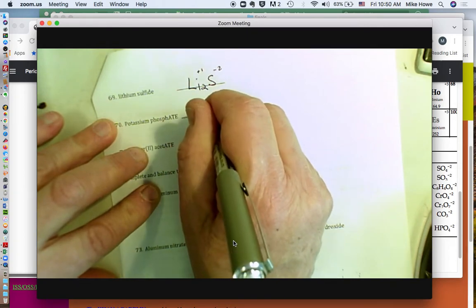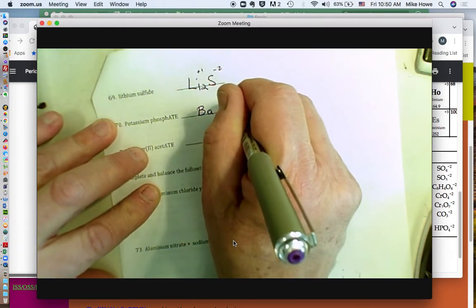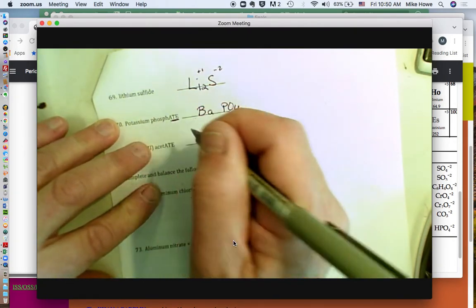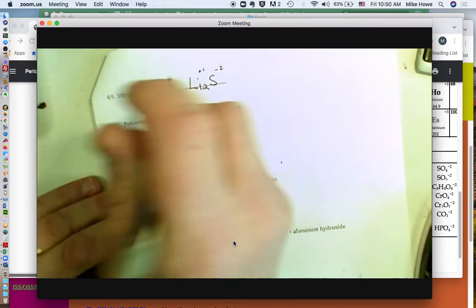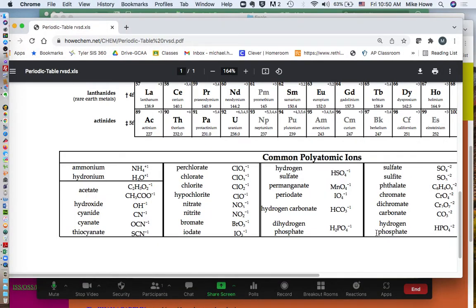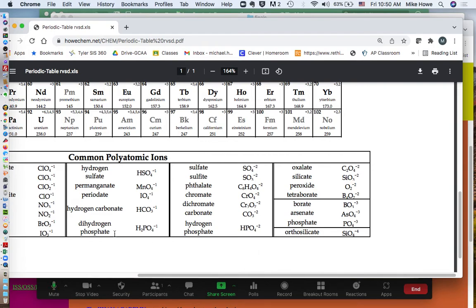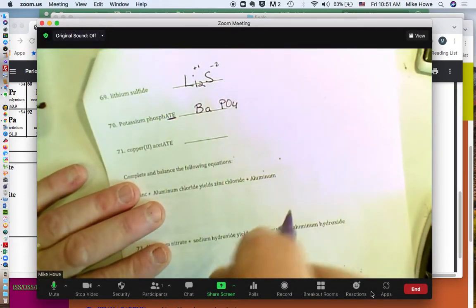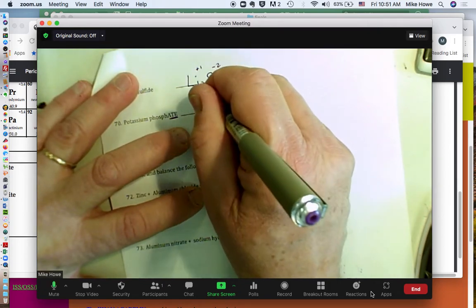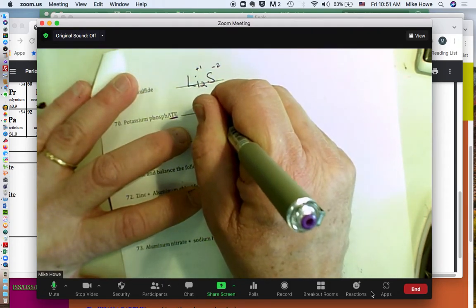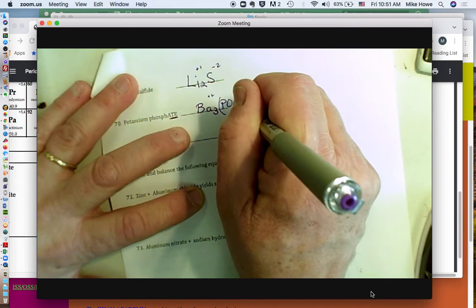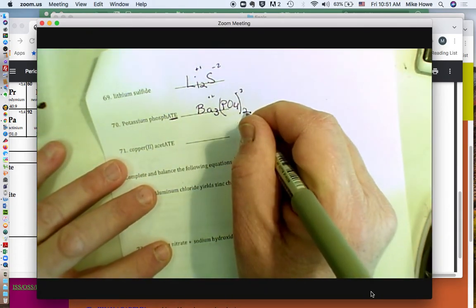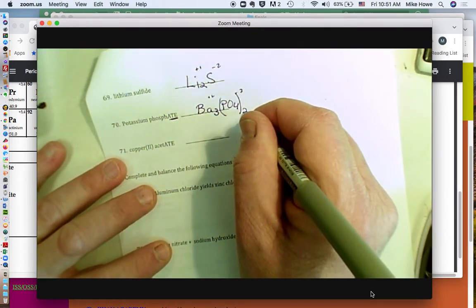Barium phosphate. BaPO4. The ATE ending tells you that it is on the bottom of the periodic table. You can kind of see it right here. Remember, there's a dihydrogen phosphate, a hydrogen phosphate, and a plain phosphate. This is the plain phosphate. So it's got a -3 charge. Barium was +2, so you're going to have 3 bariums to make 6, and you have to have 2 phosphates to make 6. And since it is a polyatomic ion and you need more than one of them, put the 2 out there.